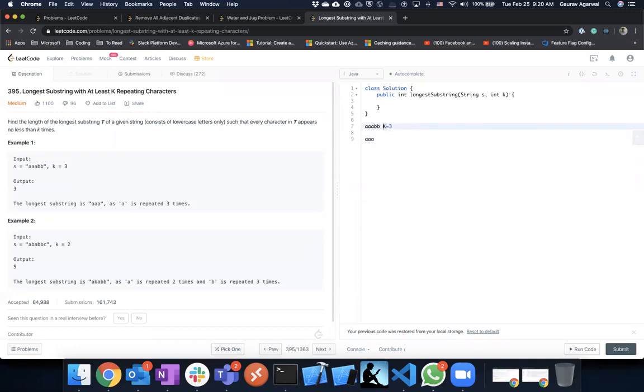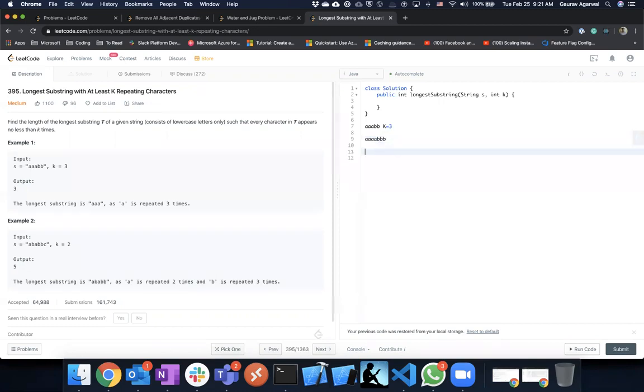What if the string is AAAABBB? What should be the answer in this case? The answer could be 7, because the frequency of A is 4, which is larger than k equal to 3, and the frequency of B is also 3. So the whole string can be the answer, because we have 4 A's, which is greater than 3, and 3 B's, which is equal to 3.